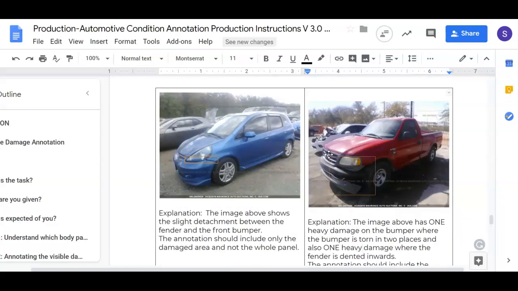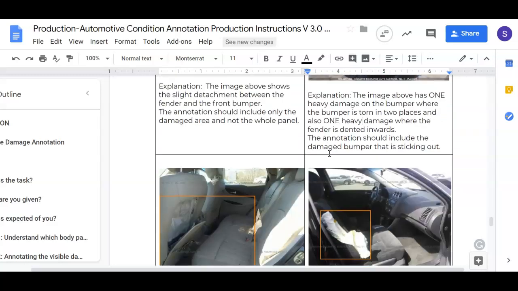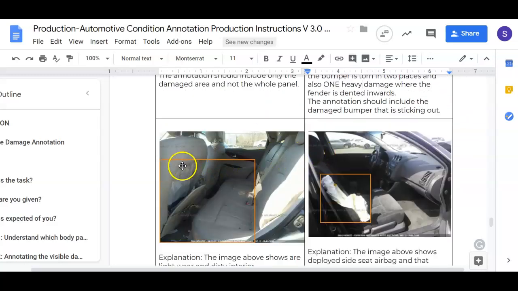Another thing that I want to bring to your attention is, if you have two vehicles next to each other, obviously the one that is in focus is the vehicle that you're supposed to annotate. Please do not annotate a vehicle that is far away, because that is not the vehicle that you're going to annotate, okay.